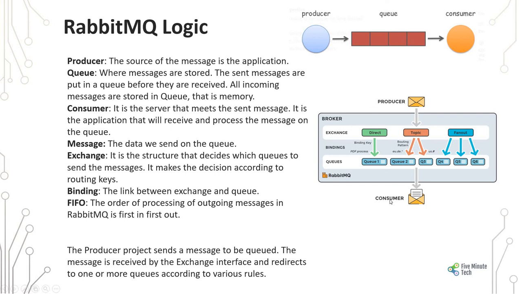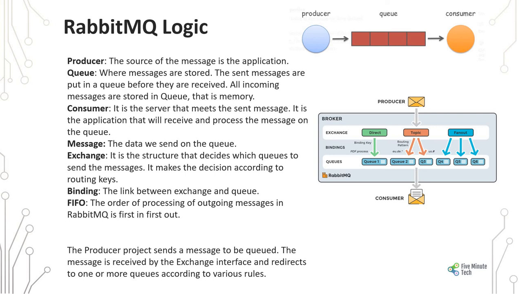Consumers in turn are the servers that receive the sent messages. It is an application which will receive and process the messages. The data packet which will be sent is called the message. And the exchange is the structure that decides which queue to send the message to. It actually decides according to the routing keys. And the bindings are something like a link between our exchanges and the queues.